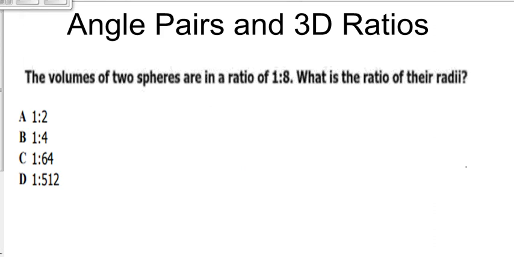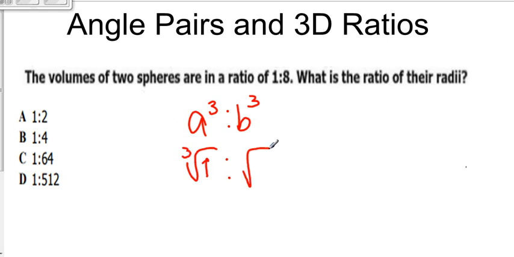We have 2 volumes of the sphere having a ratio of 1 to 8. So that means we are starting at that ratio of A3 to B3. And we are going to take the cube root of 1 and the cube root of 8, which you can find in your calculators by going to Math 4. Okay, and we get 1 to 2, which gets us back at the regular ratio, which is exactly what we were looking for. So our answer is A.